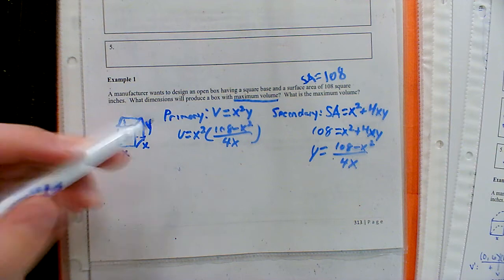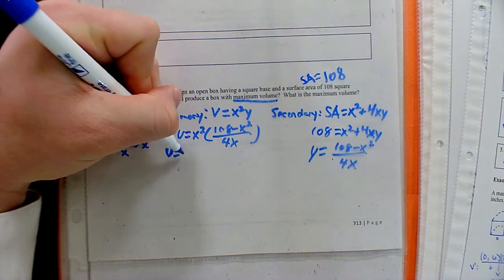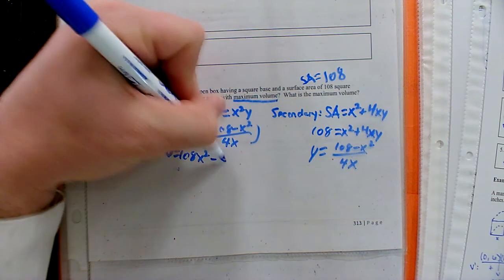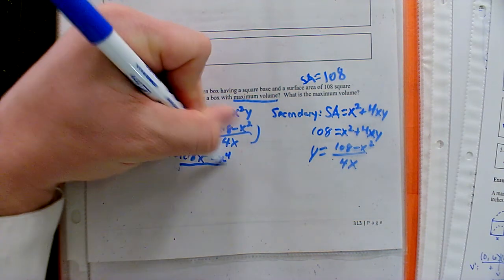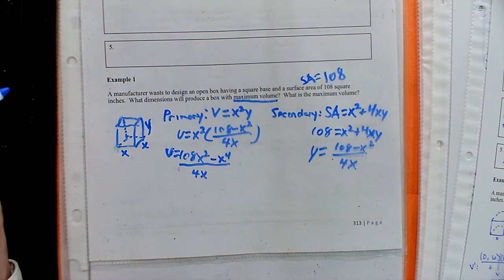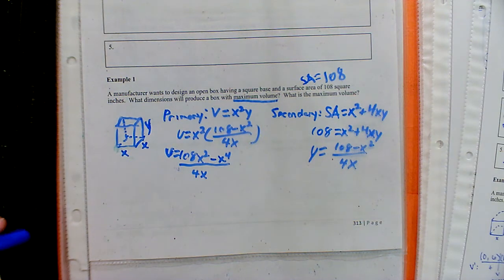Let's simplify this a little bit. So we're going to multiply in the x squared. So volume equals 108 x squared minus x to the fourth over 4x. 108 x squared minus x to the fourth over 4x. We're good so far? Steps we've done?